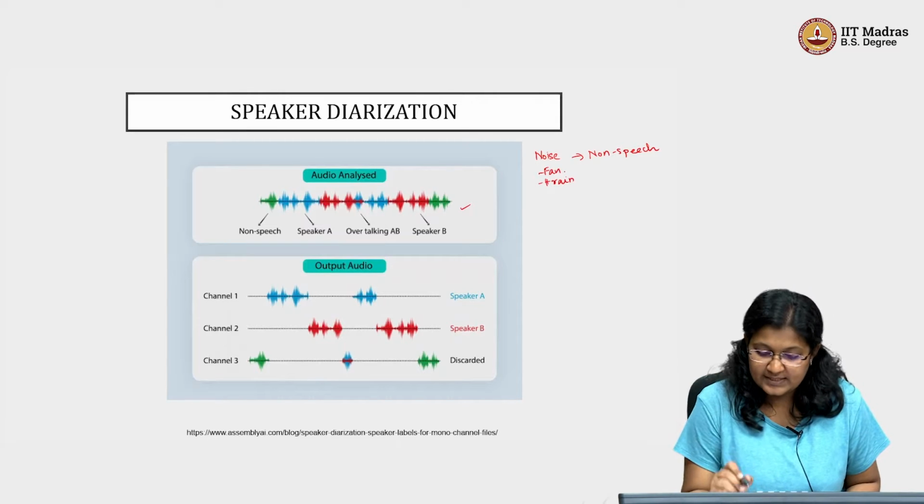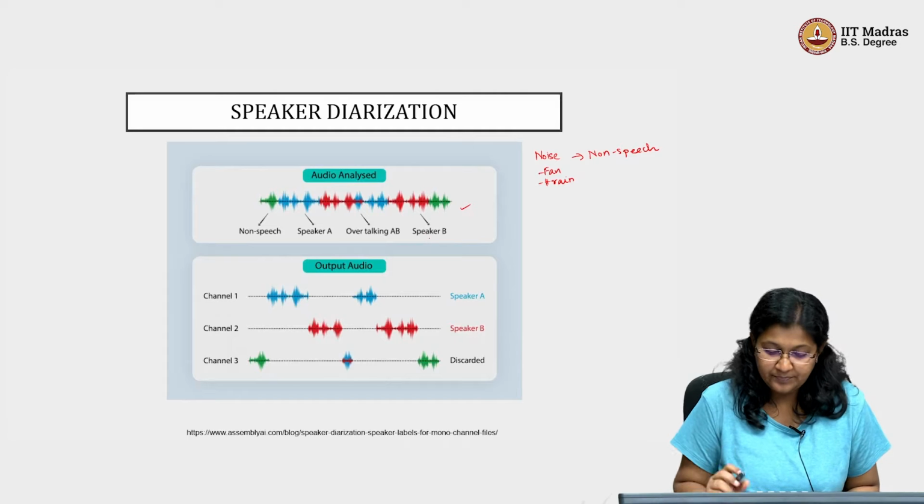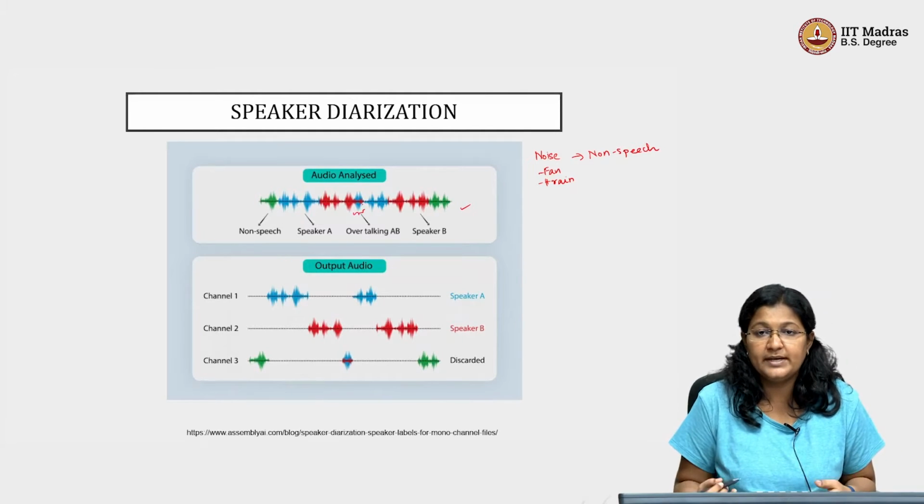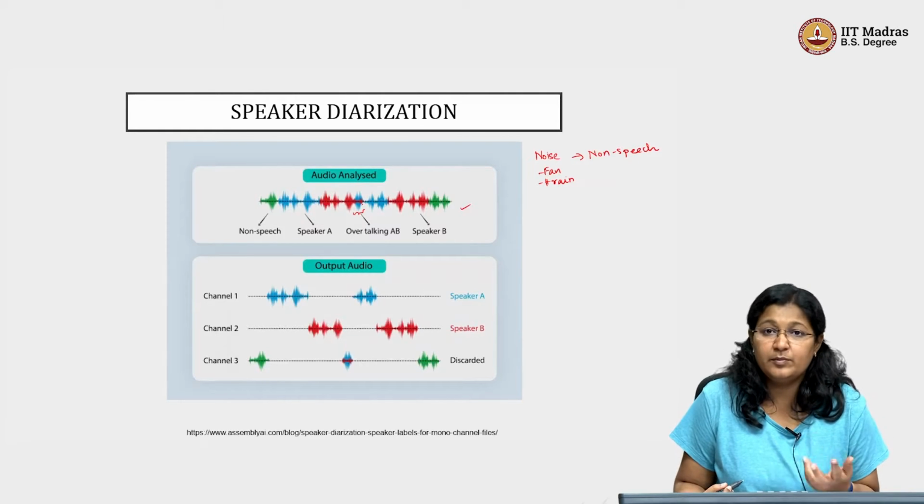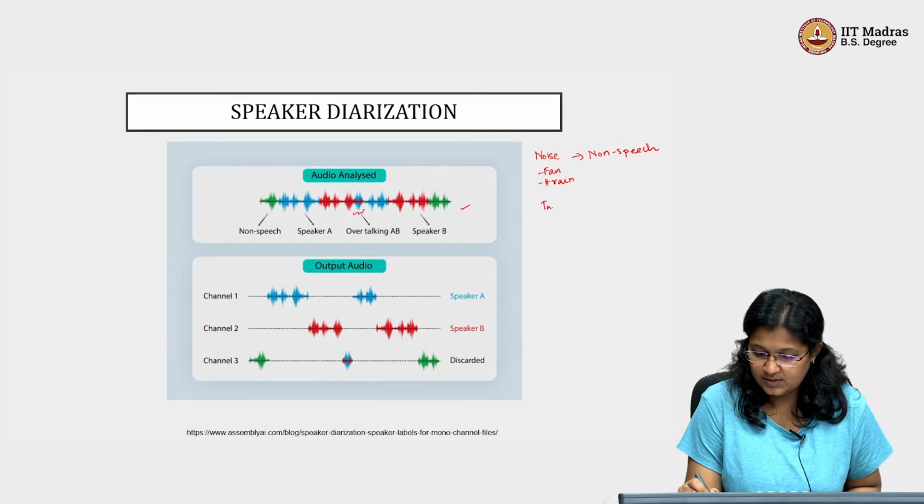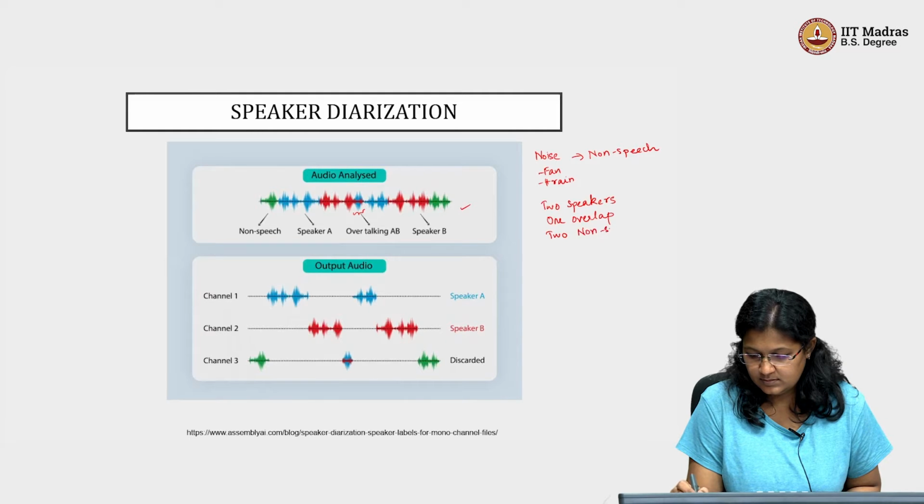And then you have two speakers in this audio, speaker A and speaker B, and in some places there is overlap, which usually happens when two people talk, right? People do not wait for the first person to finish what they want to say. Even before that, the second person will start talking. So there are some overlaps. So there are two speakers in this audio and there is one overlap in this audio. Two noise regions or non-speech regions.